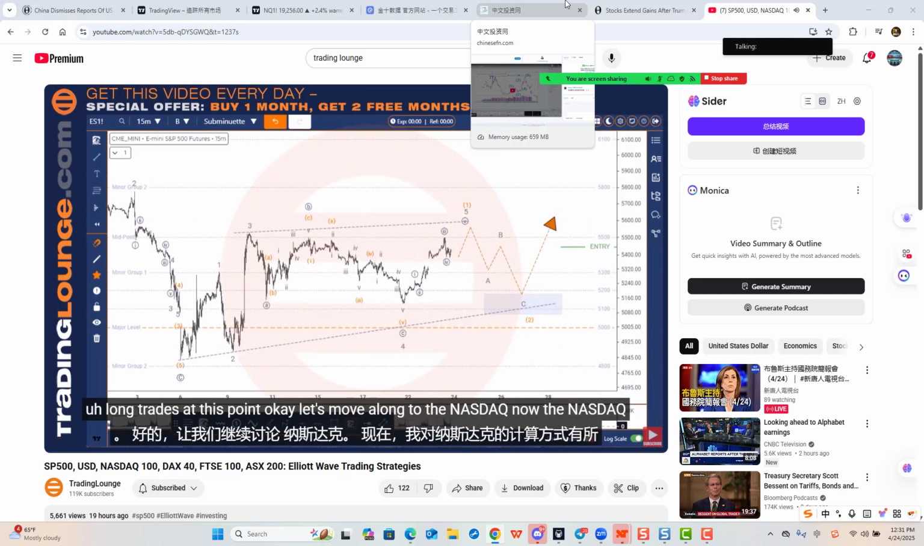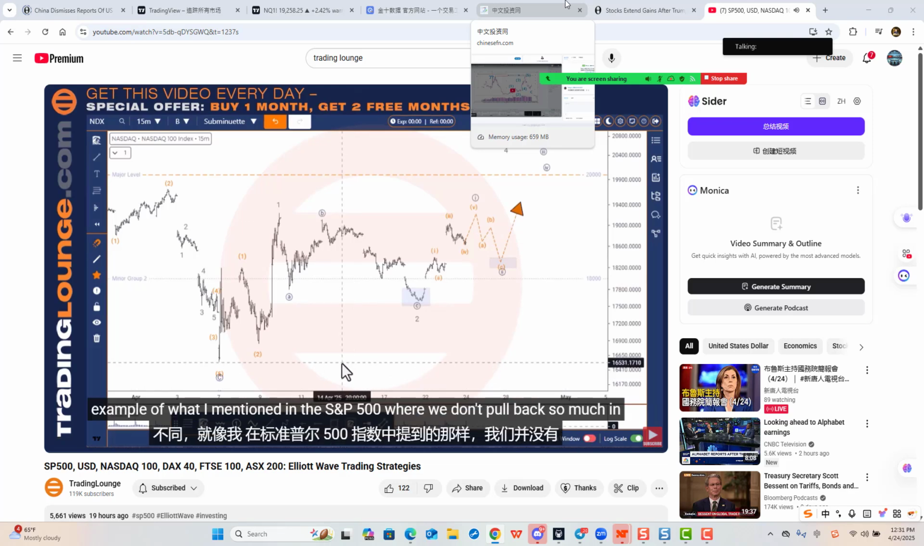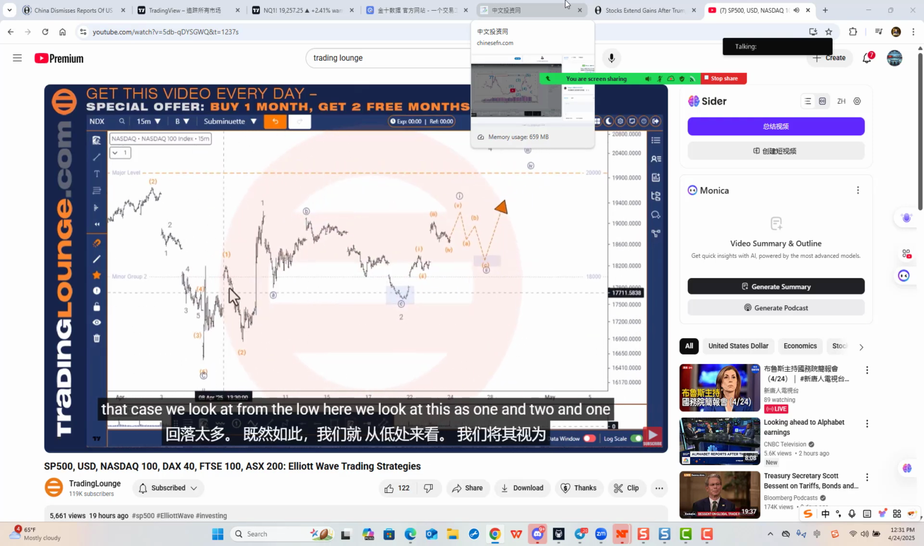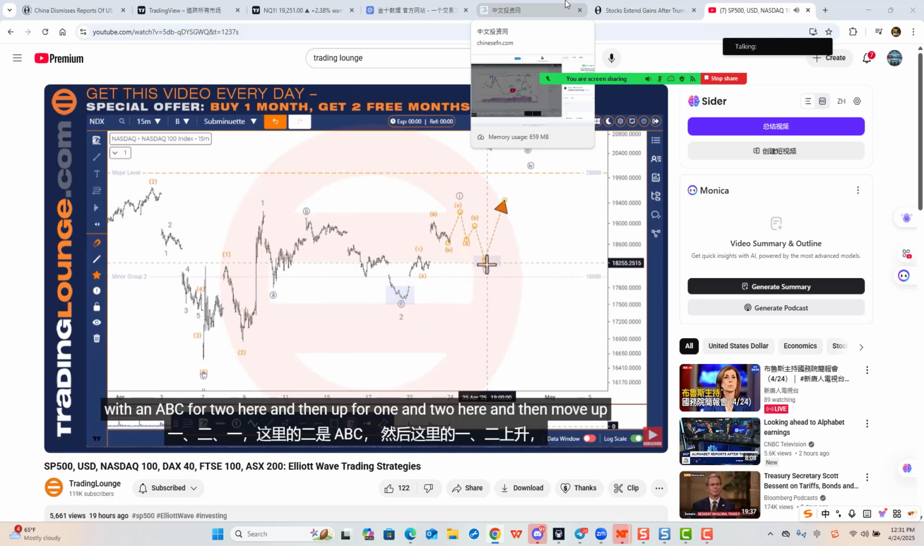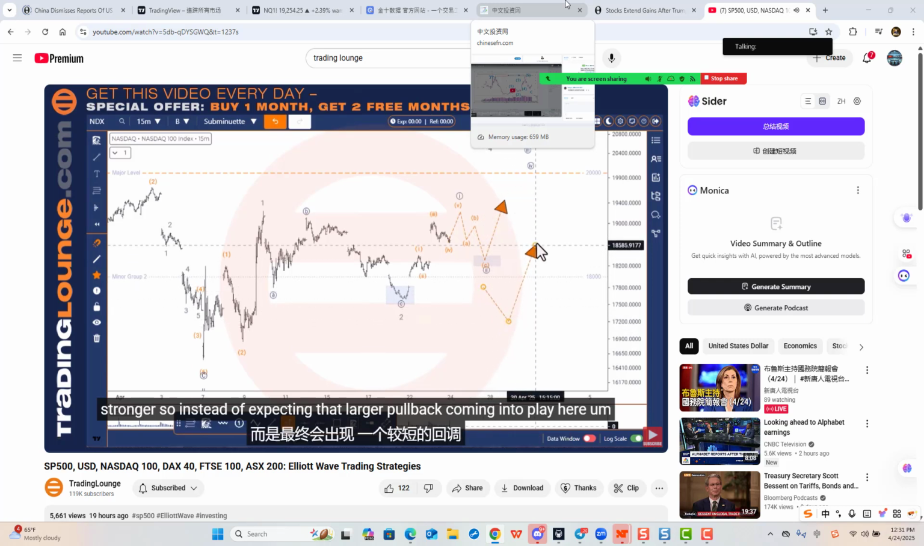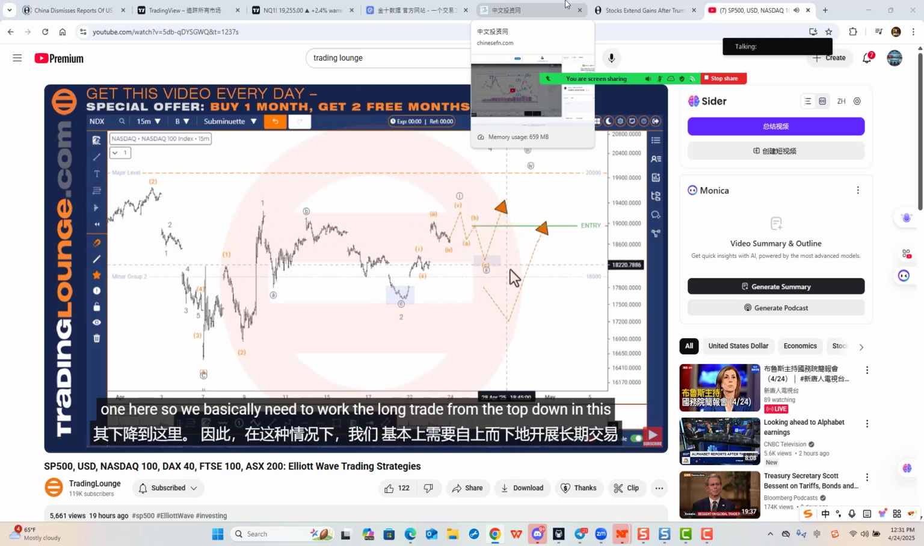Okay, let's move along to the Nasdaq. Now, the Nasdaq I've got counted differently, just as an example of what I mentioned in the S&P 500, where we don't pull back so much. In that case, from the low here, we look at this as 1 and 2, and 1 with an ABC for 2 here, and then up for 1 and 2 here, and then move up stronger. So instead of expecting that larger pullback, we end up having a shorter one coming into play. So we'll start at the top, and then we'll drop it down to this one here. We basically need to work the long trade from the top down in this case.